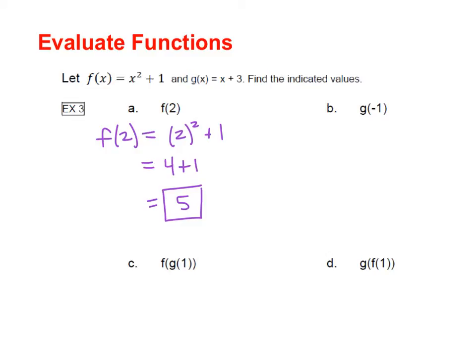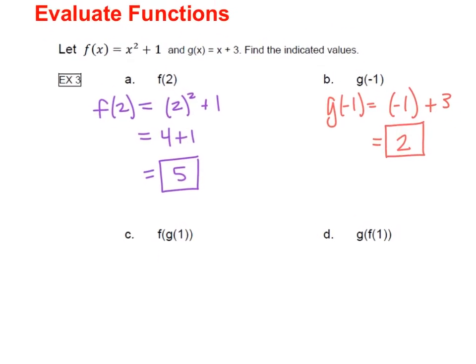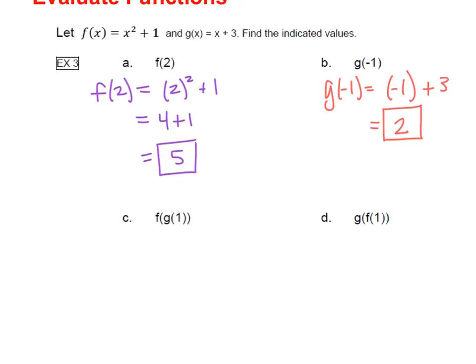Alright, g of negative 1 tells us to go to our g function and plug a negative 1 in for the x. So negative 1 plus 3, I'm just following our function up here, and negative 1 plus 3 is 2, so g of negative 1 is equal to 2. Alright, that's pretty straightforward. Now let's make sure that these next ones make sense.